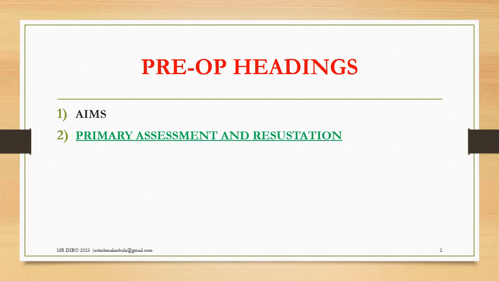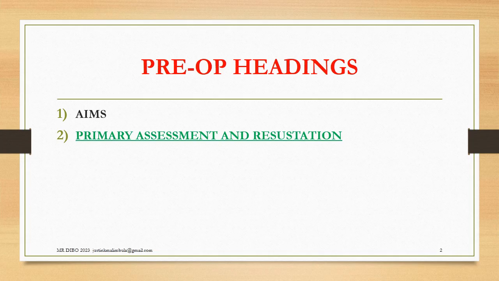Now, under primary assessment and resuscitation, here you need to introduce to your examiner the type of approach you are going to use. So you are going to say, I will quickly assess my patient and resuscitate using the ABCD approach. Okay. After that, you are going to now write few things under primary assessment and resuscitation.